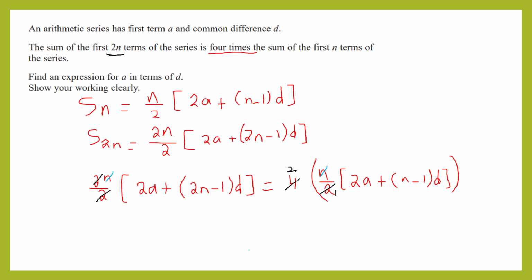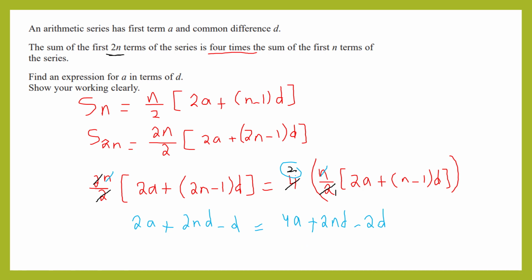So what will be remaining in this part is 2a plus, if you expand 2n minus 1 multiplied by d, it will be 2nd minus d, equals to, here we have 2 only remaining, so 2 will be multiplied by everything inside. First you can expand n by d and minus 1 by d, then 2 multiplied by 2a is 4a, and then we have nd by 2, it will be 2nd, and then we have minus d multiplied by 2, it will be minus 2d.